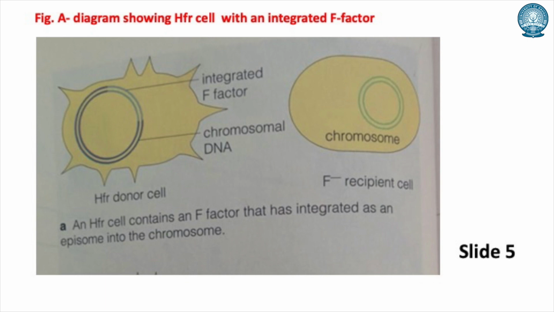This is the diagram showing an Hfr cell with an integrated F factor. You can see here in the diagram the F factor is integrated in the F plus cells, becoming the Hfr donor cell. And another is the F- recipient cell, which lacks the F factor.